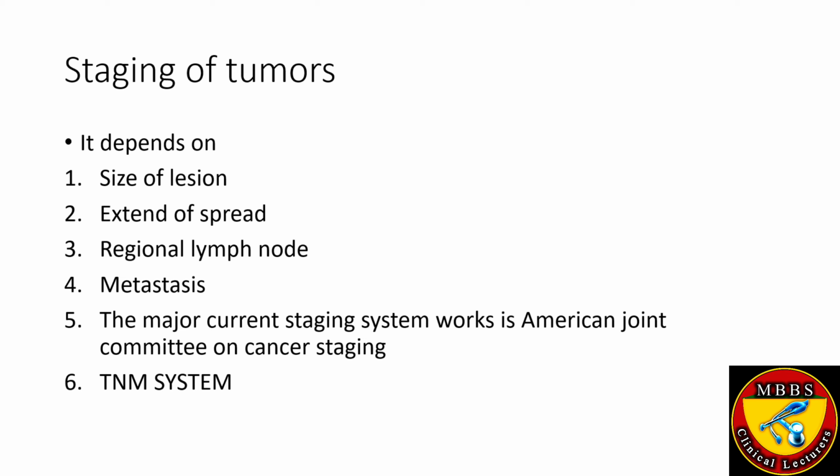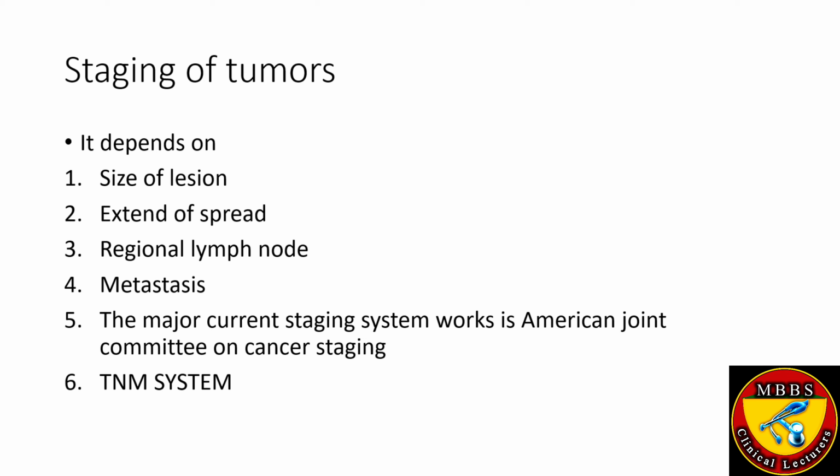And the second one is the regional lymph node. For example, if the tumor is in the neck or the thyroid, then the regional lymph nodes are usually judged, like the cervical lymph nodes or the axillary lymph nodes. The nearby lymph nodes will be judged for any metastasis. If one lymph node is involved, or 2 lymph nodes are involved, then the staging will change according to the number of lymph nodes.